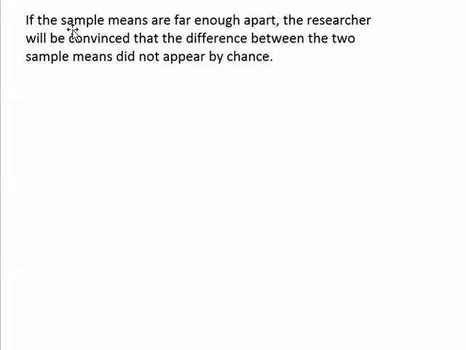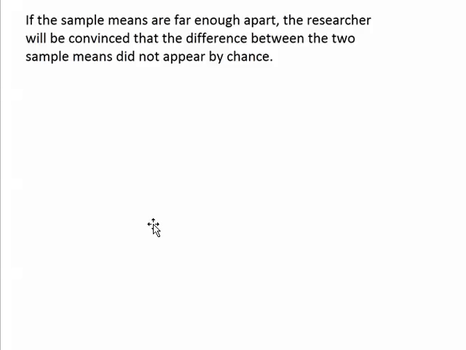And the idea is, if the sample means that the researcher calculates are far enough apart, the researcher will be convinced that H1 is true, that the population means are not equal, because if the researcher gets a big difference between the sample means, the researcher knows that that big of a difference isn't likely to happen when the population means are equal. When the population means are equal, the difference is likely to be small.